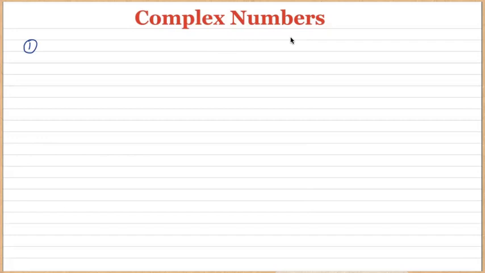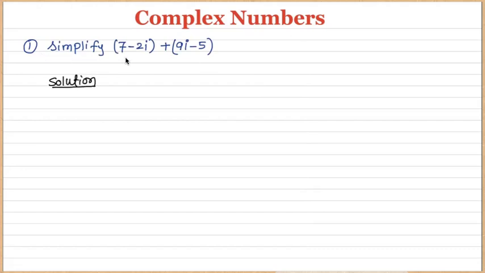Suppose we are asked to simplify 7 minus 2i plus 9i minus 5. So let's see how we can do this. What we have here is two complex numbers. The first one is 7 minus 2i, and we are adding that with 9i minus 5.